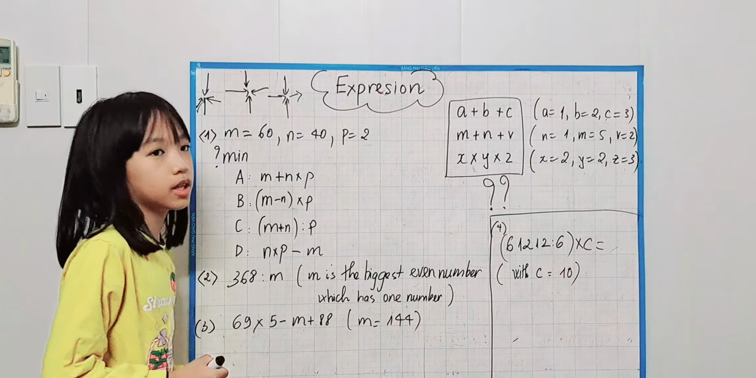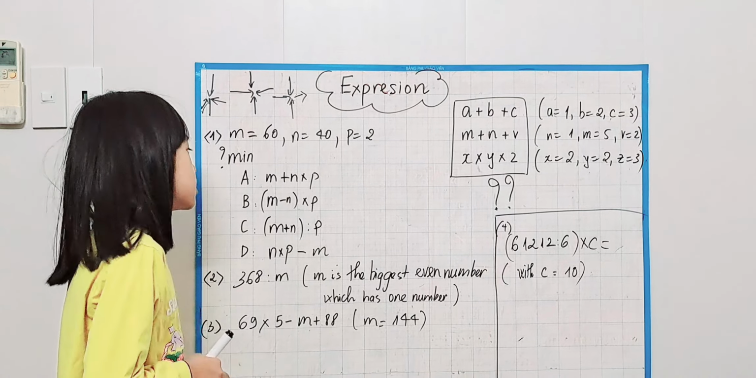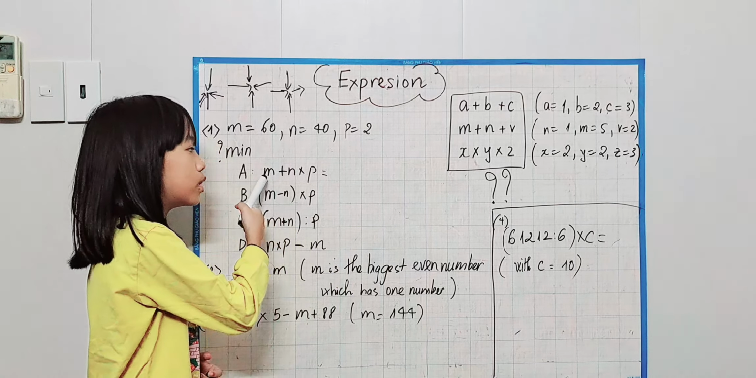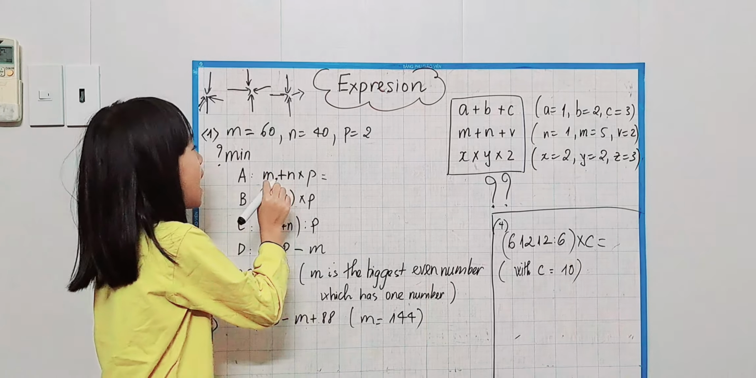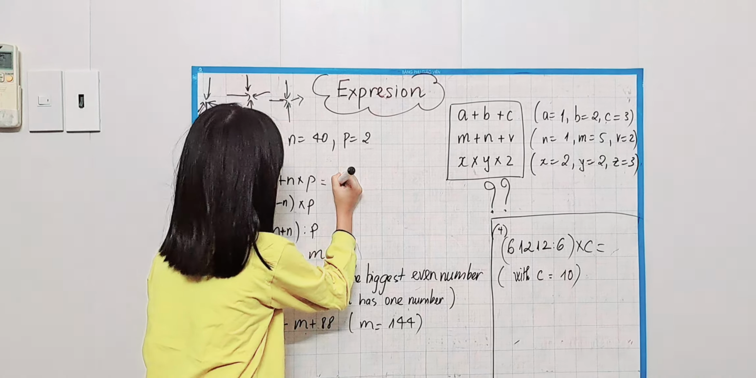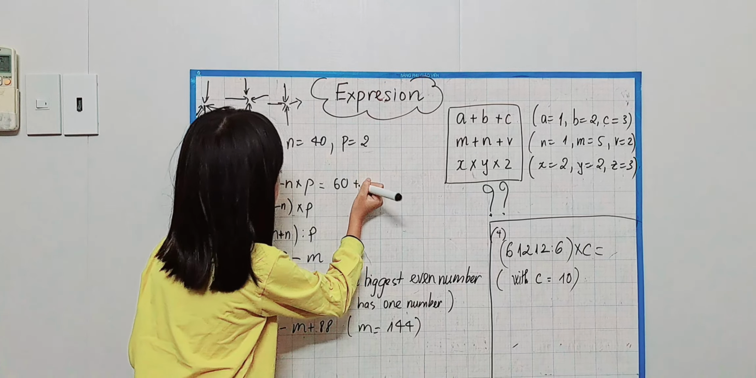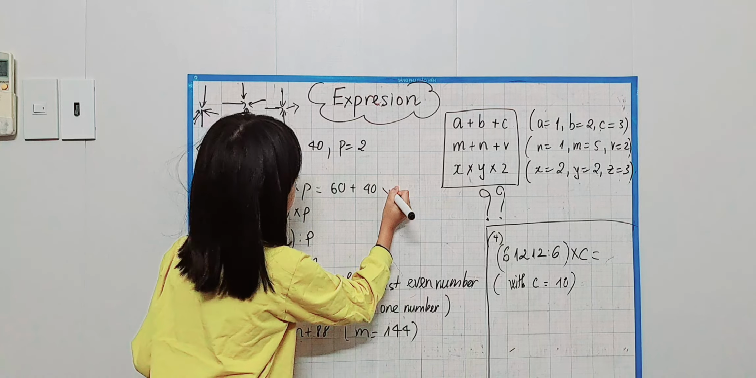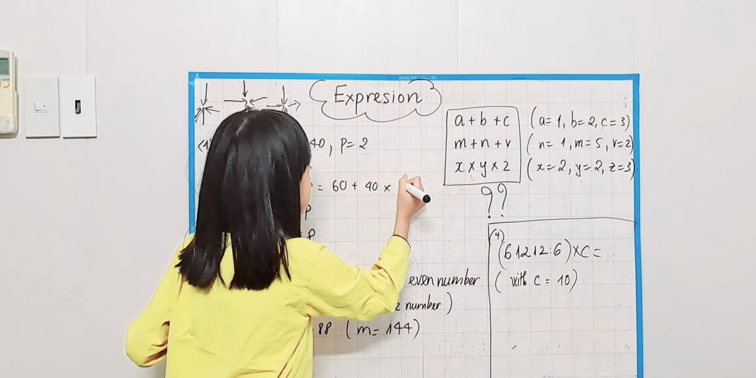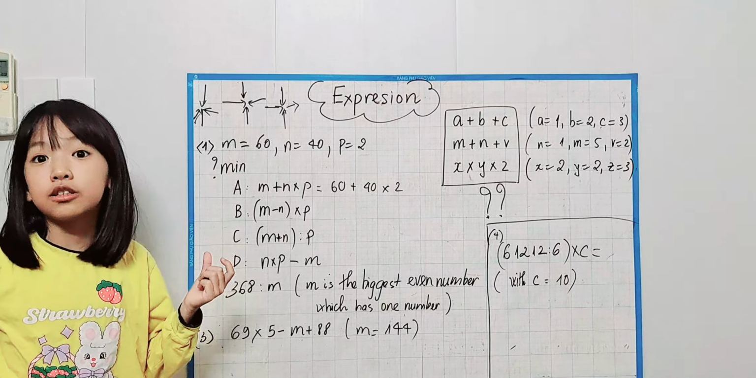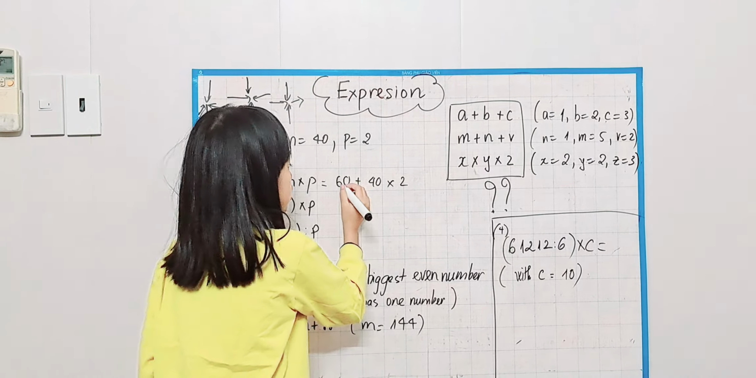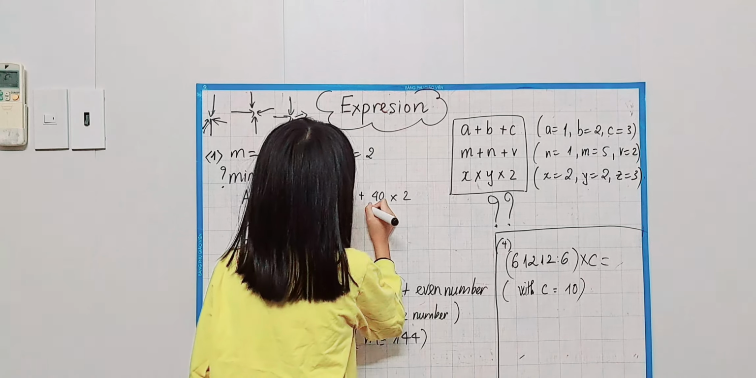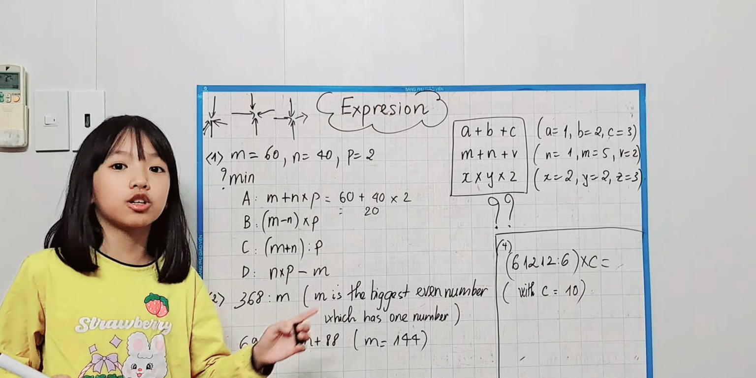You might probably understand this because we just replace these numbers with letters. So here M is 60. So we write 60 plus N is 40, and then multiply with P is 2. Now we just need to multiply each together. So here's 10. So here's 12. So 20 it is. So the answer is 20.